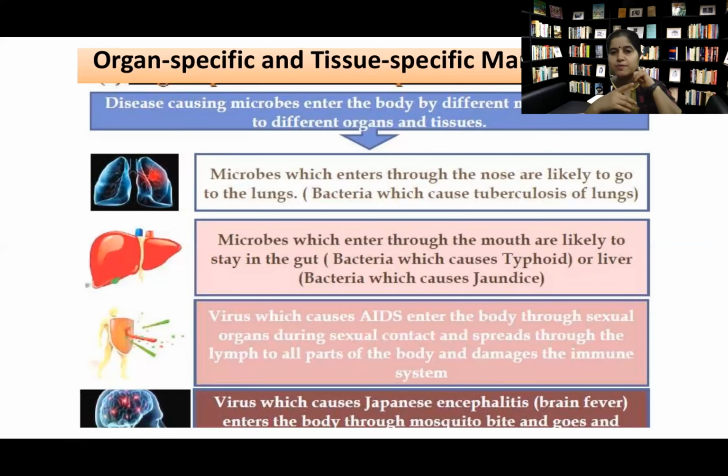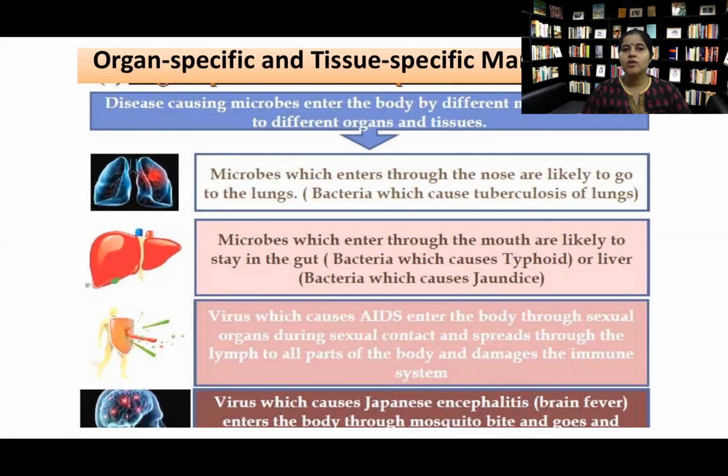Organ specific means the entry point of microbes is very important. If you know about the entry point of microbes, then definitely you can tell about the organ specific disease and the affected organ and tissue specific, right?